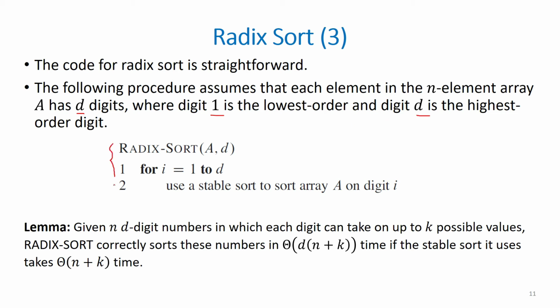So in the pseudocode, we see that we have inputs A and d. We have a for loop which goes from 1 to d, and inside the for loop, we use a stable sort algorithm like the counting sort to sort the array A on each digit i. There is a lemma which states that if we are given n numbers, each of d digits, where each digit can take up to k possible values, then the radix sort would correctly sort these numbers in theta d times n plus k amount of time, if the sorting algorithm which we use in the for loop is a stable sorting algorithm. The proof is out of the scope of this course.